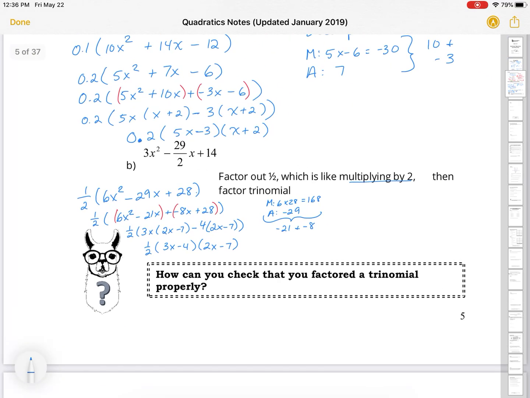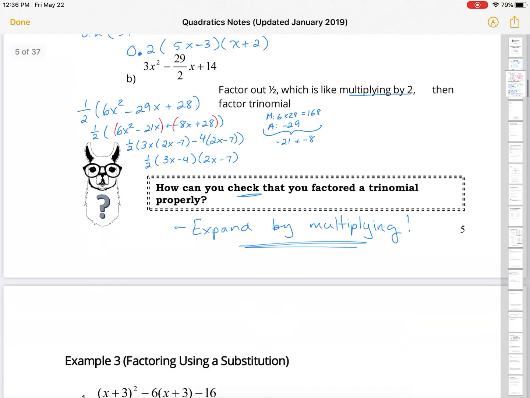Now, next question says, how can you check that you factored a trinomial properly? You can expand by multiplying. If you do your FOIL and then you distribute the common factor, you should be able to get back to the original expression. Okay, so that's how you can check. I like this kind of math where you can actually do the work to verify everything you've done to make sure that you're on the right track.